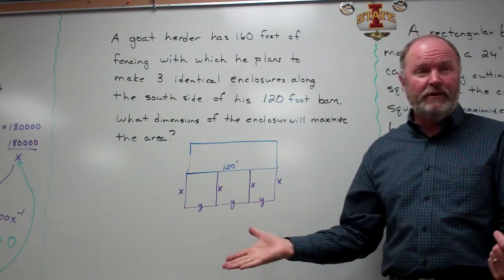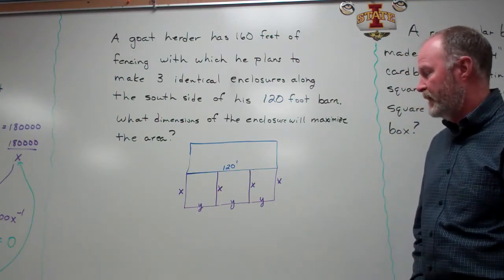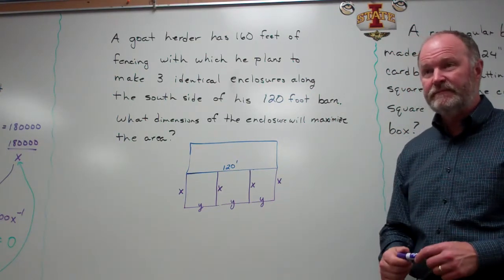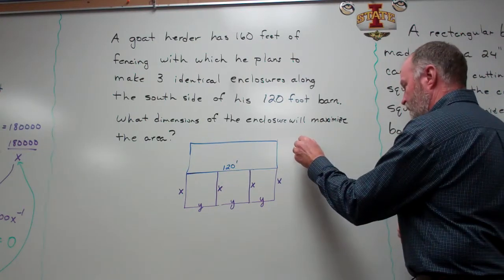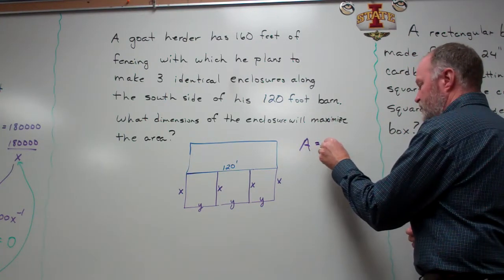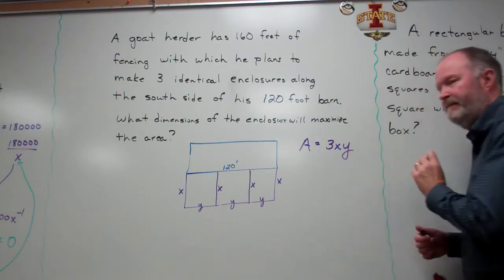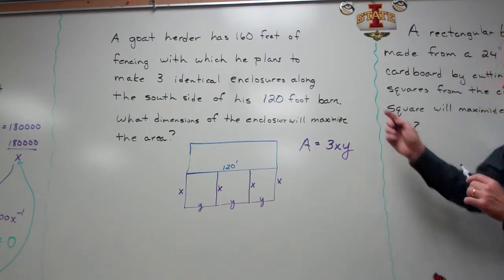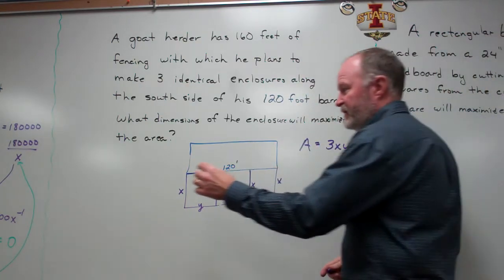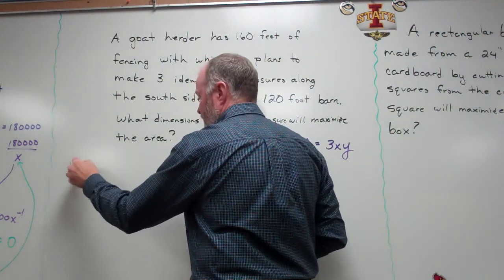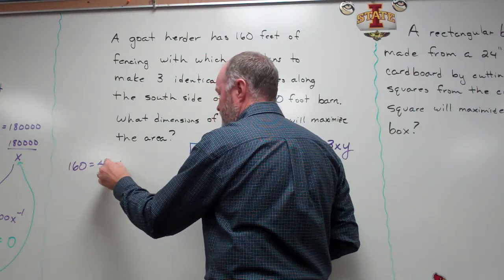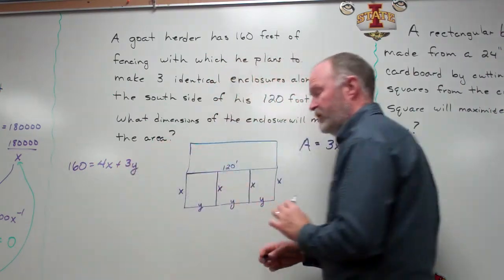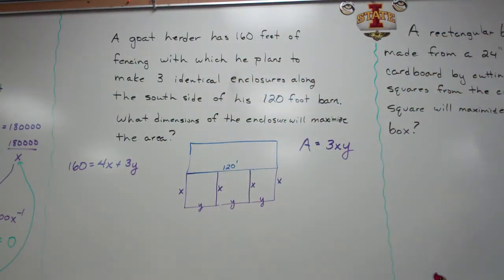So what do you want to do? Multiply 4X plus 3Y equals 160. You want X times 3Y? Okay. Area is 3XY. How's that? What's my restriction going to be? What has to equal 160? The outside: 4X plus 3Y, because that's where the fence is going to go, right?